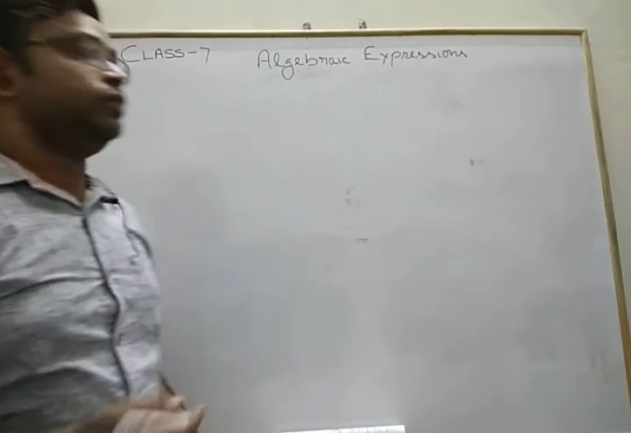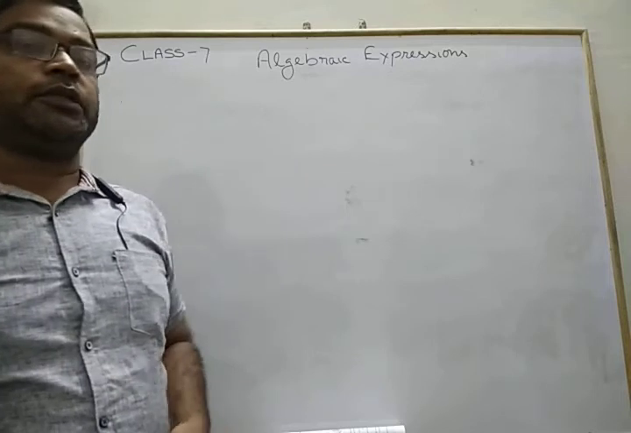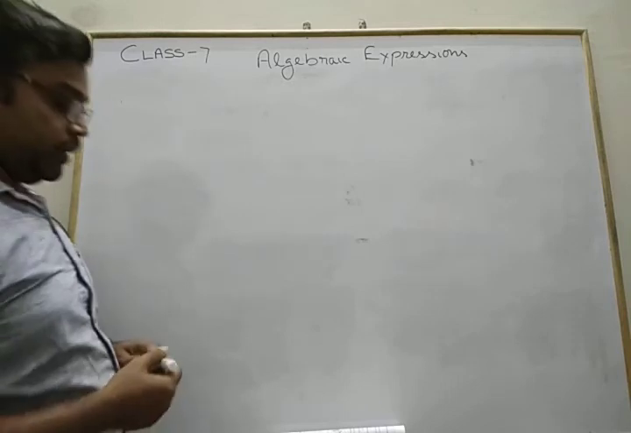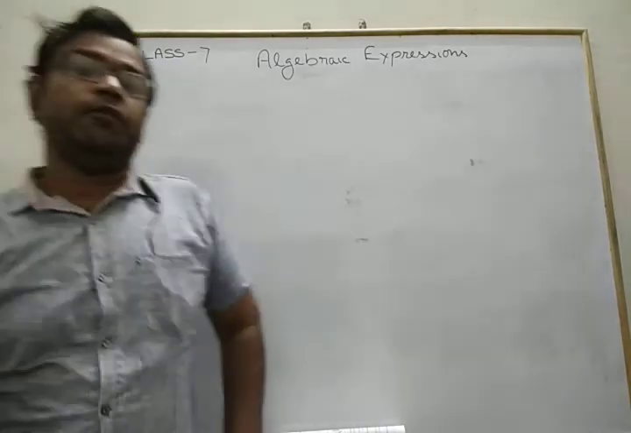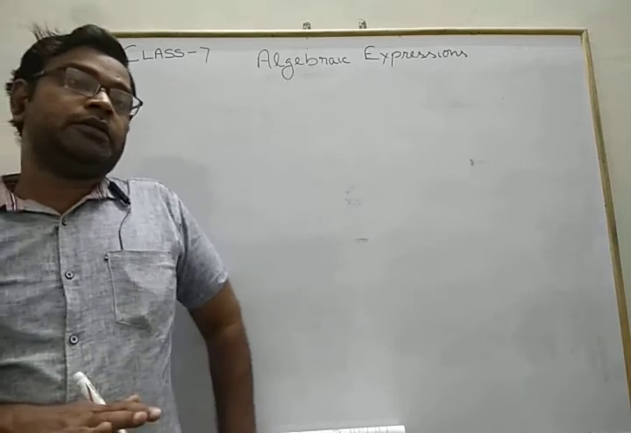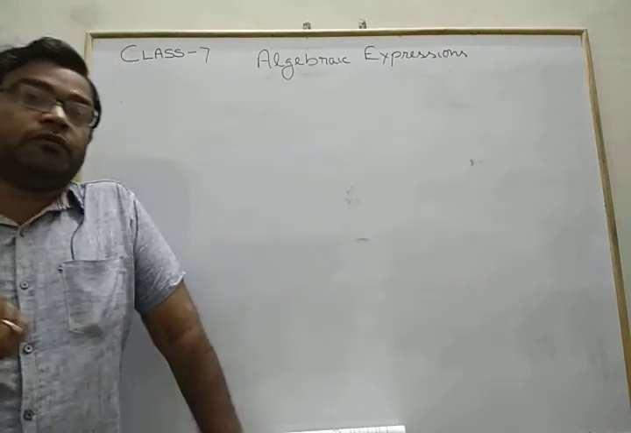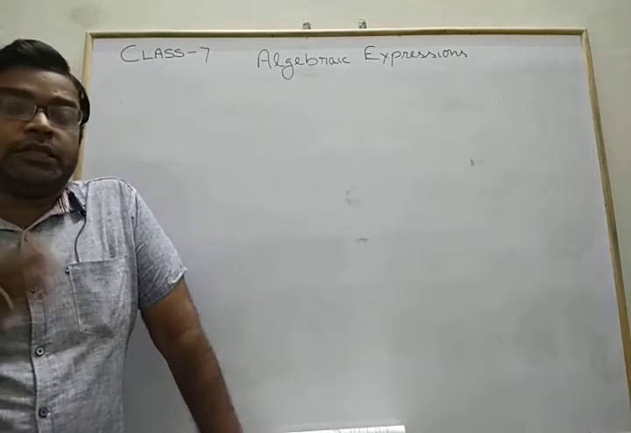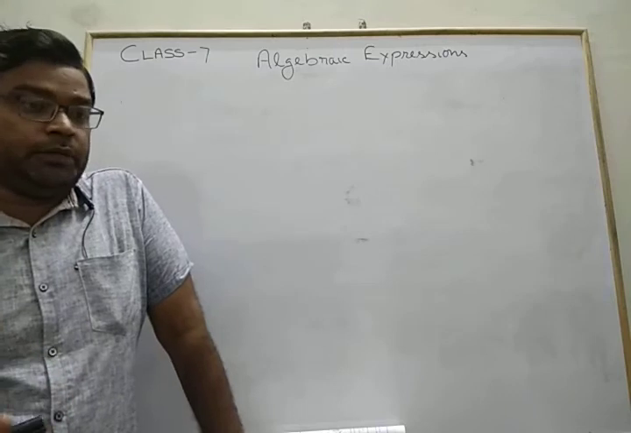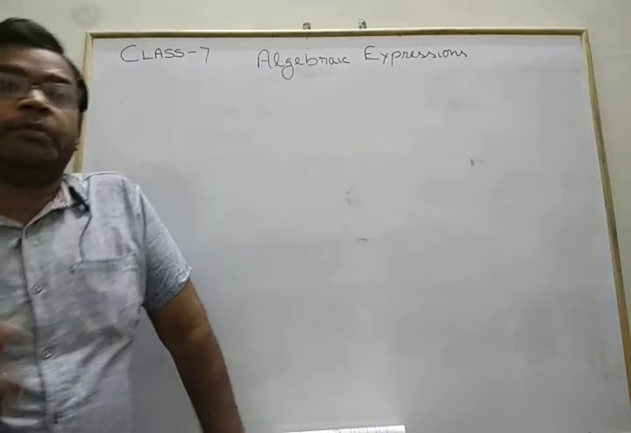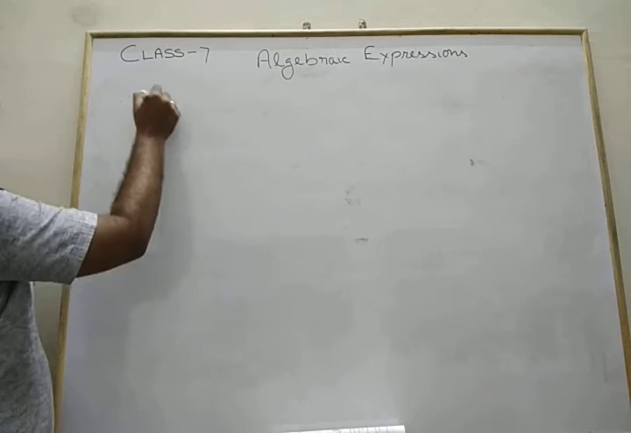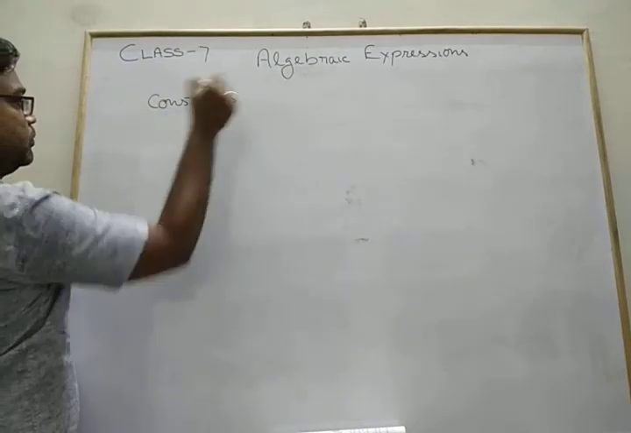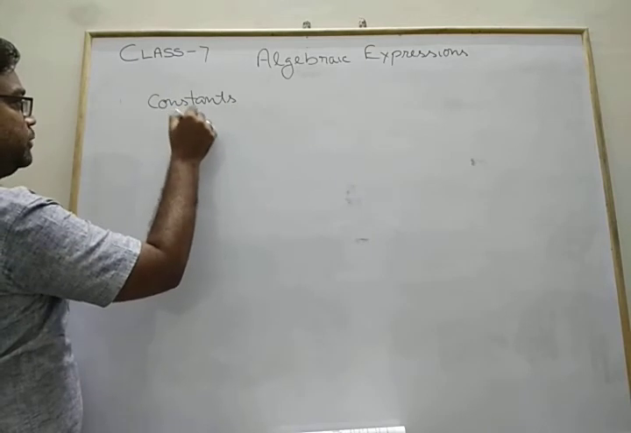Before we start today's discussion, let's warm up with some topics discussed in our last class, that is class 6. The very first thing in algebra: whether we are discussing constants, variables, numbers, or alphabets, this type of math is known as algebra. Now, in algebra we have two terms, constants and variables.